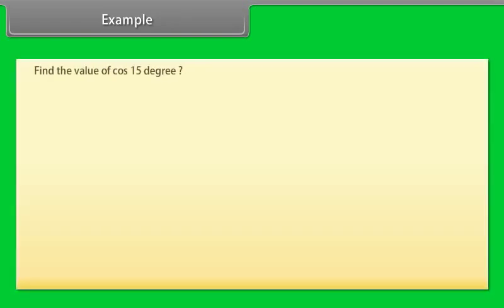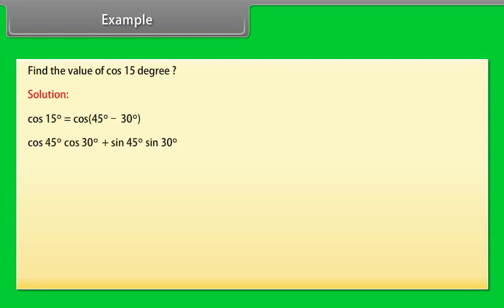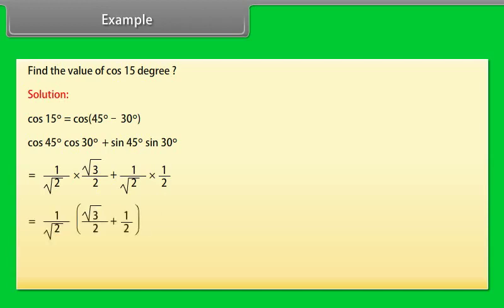Example. Find the value of cos of 15 degrees. Solution. Cos of 15 degrees is equal to cos of (45 degrees minus 30 degrees). That is equal to cos 45 degrees into cos 30 degrees plus sin 45 degrees into sin 30 degrees, which is equal to 1 by under root 2 into under root 3 by 2 plus 1 by under root 2 into 1 by 2, which is equal to 1 by 2 under root 2 into (under root 3 plus 1).